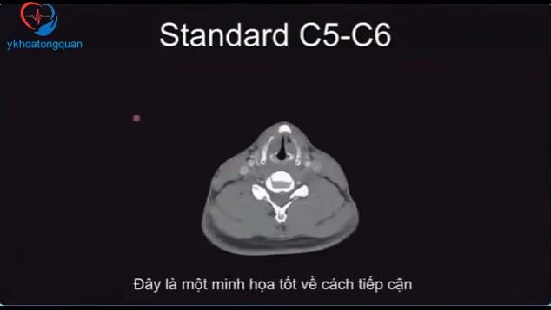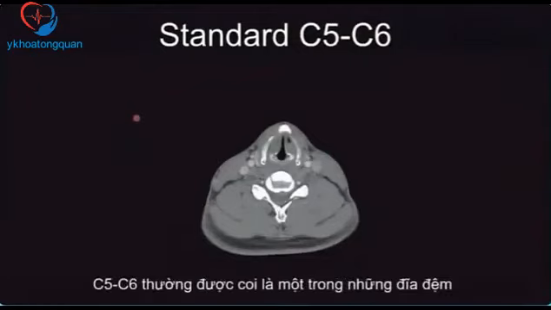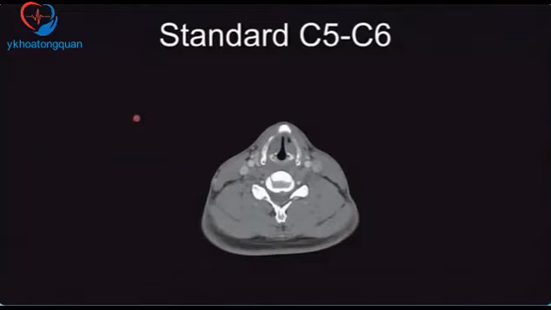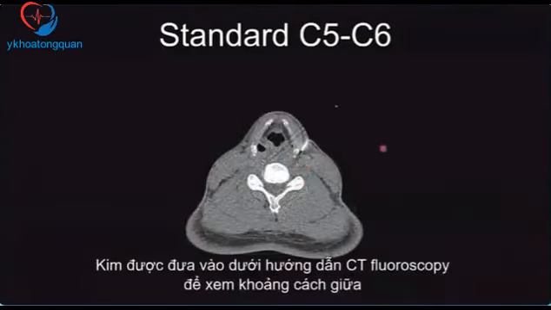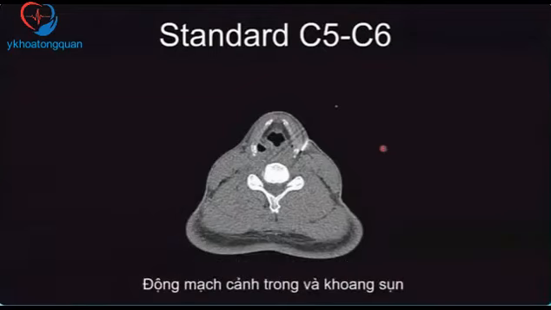This is a good illustration of how a standard C5, C6 cervical disc nucleoplasty is performed. C5, C6 is generally regarded as one of the easier discs to ablate. You have here the carotid artery and the vertebral artery, as well as the thyroid cartilage. The needle is advanced under CT fluoroscopic guidance towards the space between the carotid artery and the cartilage.